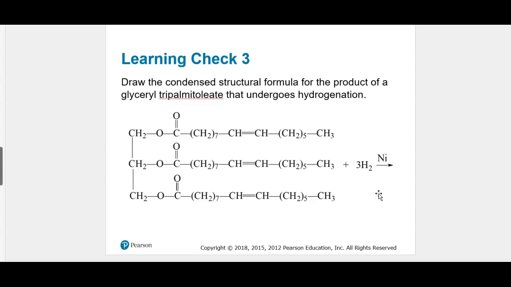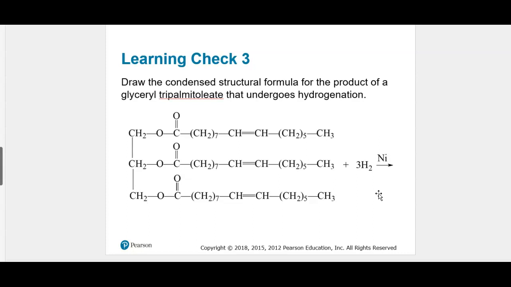Anyway, what's the product of the glycerol tripalmitoleate that undergoes hydrogenation? Okay, we just talked about hydrogenation. You know what that is, right? You're adding hydrogen to double bonds. You're going from an unsaturated to a saturated molecule. So whatever's coming out of this is going to be all saturated. And it's tripalmitoleate, so it's going to be tripalmitin. Yeah, palmitic acid, yeah. Or glycerol tripalmitate. Okay.